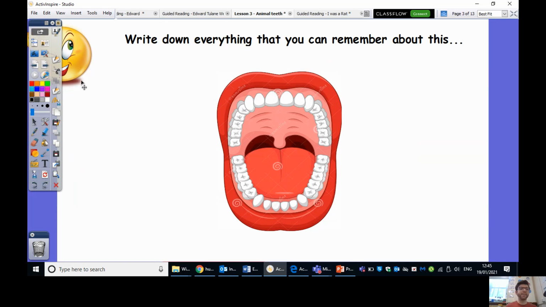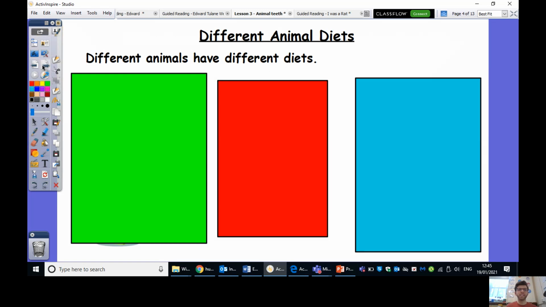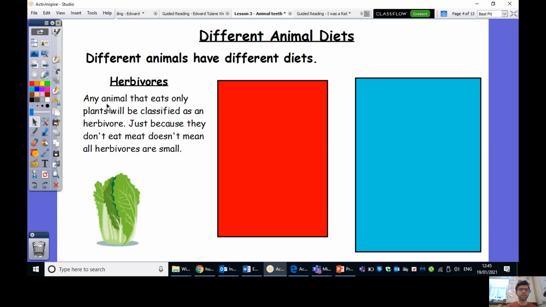So, as I said, we're now moving away from the human mouth and towards animal mouths. Now, different animals have very different diets, and we categorize those animals into 3 different types. So let's look at them. Firstly, we have herbivores. So repeat that after me. Herbivores. One more time. Herbivores. Now, a herbivore is any animal that eats only plants.